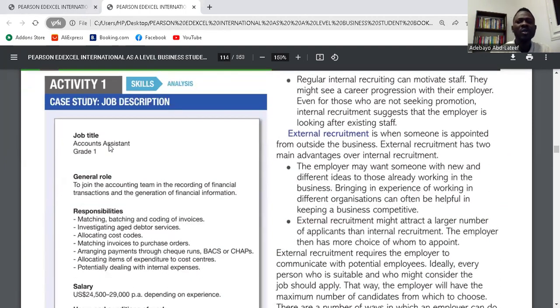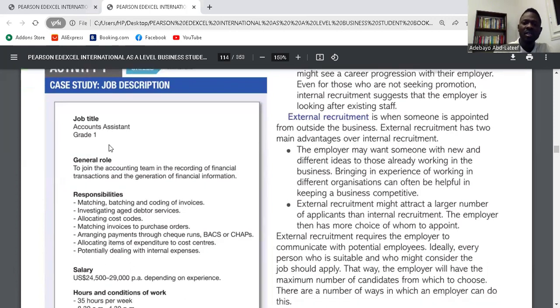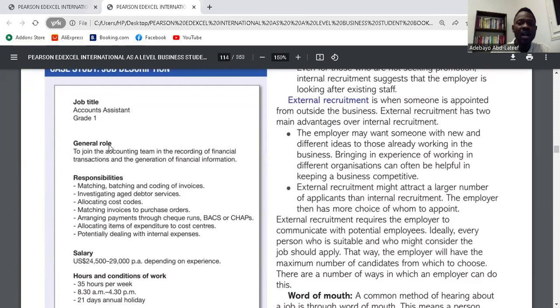External recruitment. External recruitment is when someone is appointed from outside the business. External recruitment has two main advantages over internal recruitment. One, the employer may want someone with different ideas to those already working in the business. Bringing in the experience of working in different organizations can often be helpful, keeping the business more competitive.